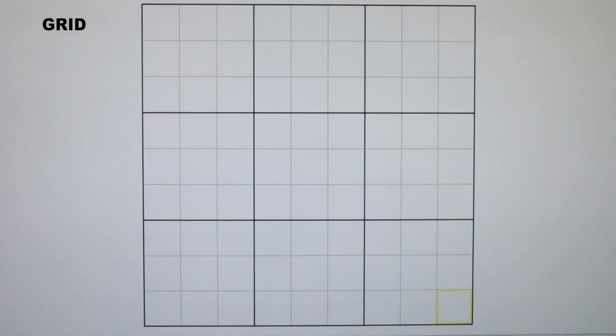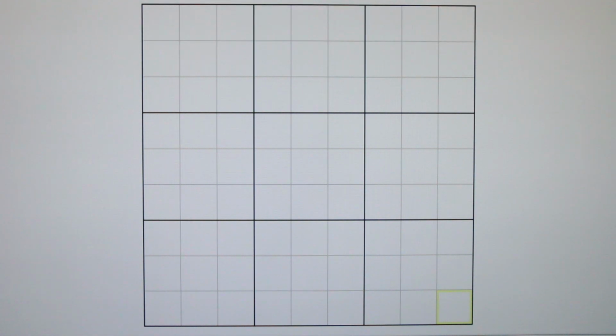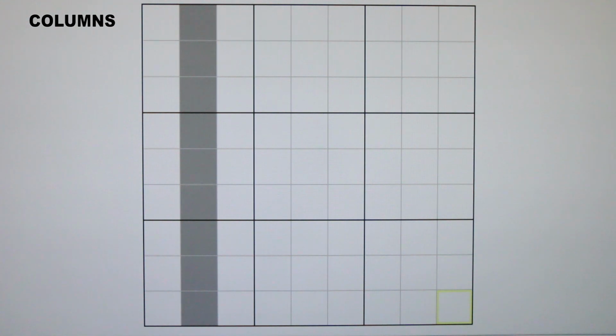Okay, here we have our basic 9x9 Sudoku grid. This is called the grid. And the grid is divided into several subsections. As you can see, it has 9 horizontal rows. This is a row. And it has 9 vertical columns. And this is a column.